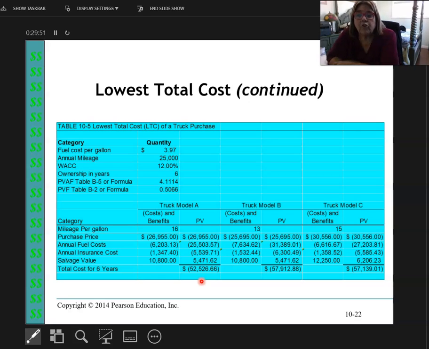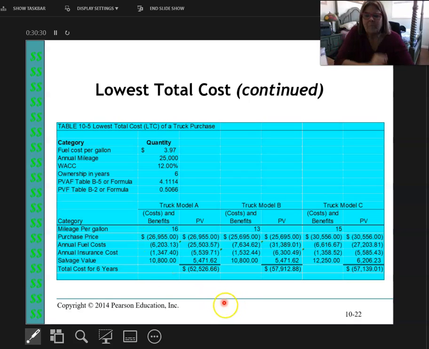Well, right by looking at it, you can tell truck model A is. It might have something to do with the fact that I get more miles per gallon. So lowest total cost is you calculate the present value of a future annuity, present value of a dollar and present value of an annuity. These are the multipliers. Here's my percent. Here's my periods. And that's what I'm calculating here. The money I pay out today for the purchase price, the present value is the same amount. That's why this is here.